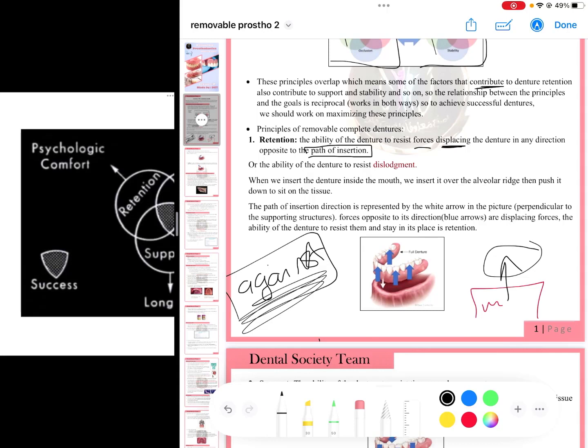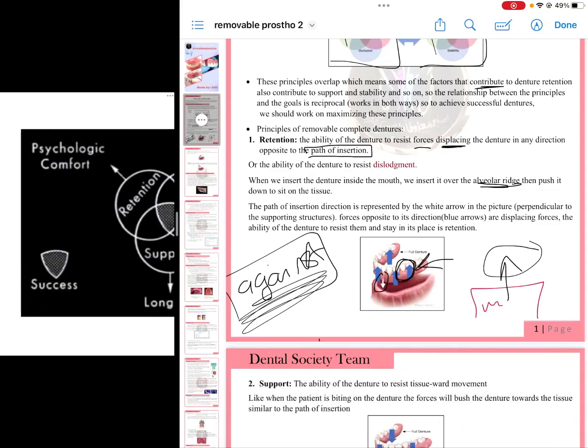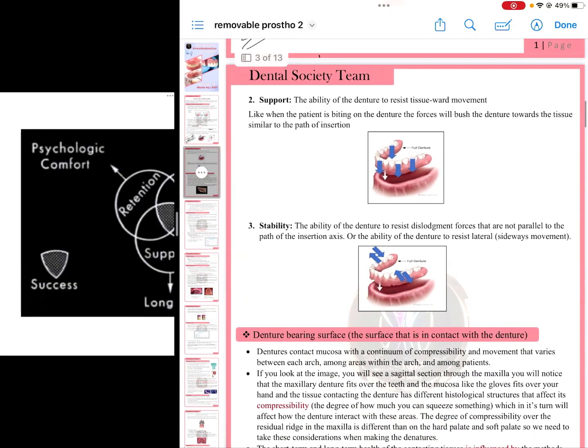So when you insert the denture inside your mouth, we insert it over the alveolar ridge, and then we push it down. This is the path of insertion, the direction represented by the white arrow here in this picture, perpendicular to the supporting structure. It's not always perpendicular, whatever. The forces that are opposite are displacing forces, right? They take it from its place, like sticky food. So the ability of the denture to resist these blue forces is retention, okay?